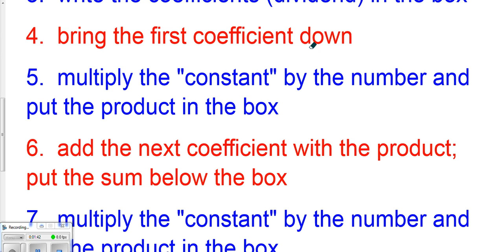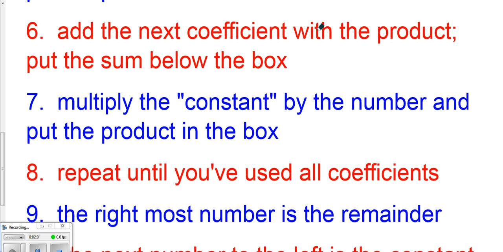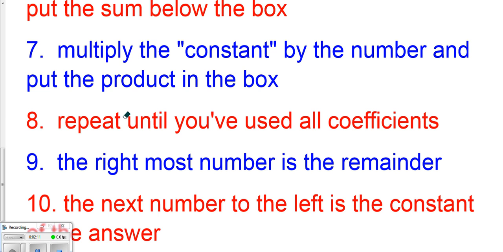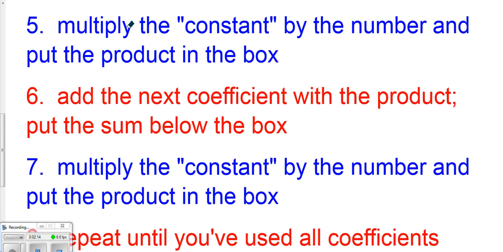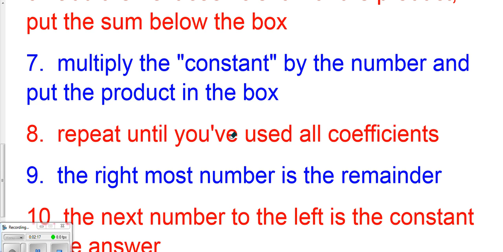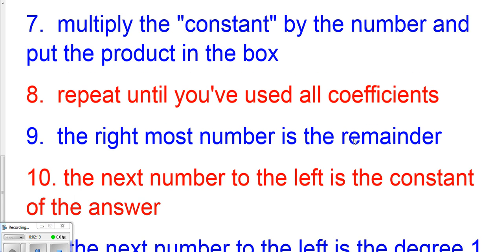Next, you'll bring the first coefficient straight down to the bottom or below the box. You'll multiply the constant, the one that was outside the box, by the number on bottom, and put that product back inside the box, underneath the next coefficient. Then you'll add the next coefficient with that product, and you put the sum below the box. Multiply the constant by the number, and put the product in the box, and repeat that process. Repeat that process until you've used all the coefficients.